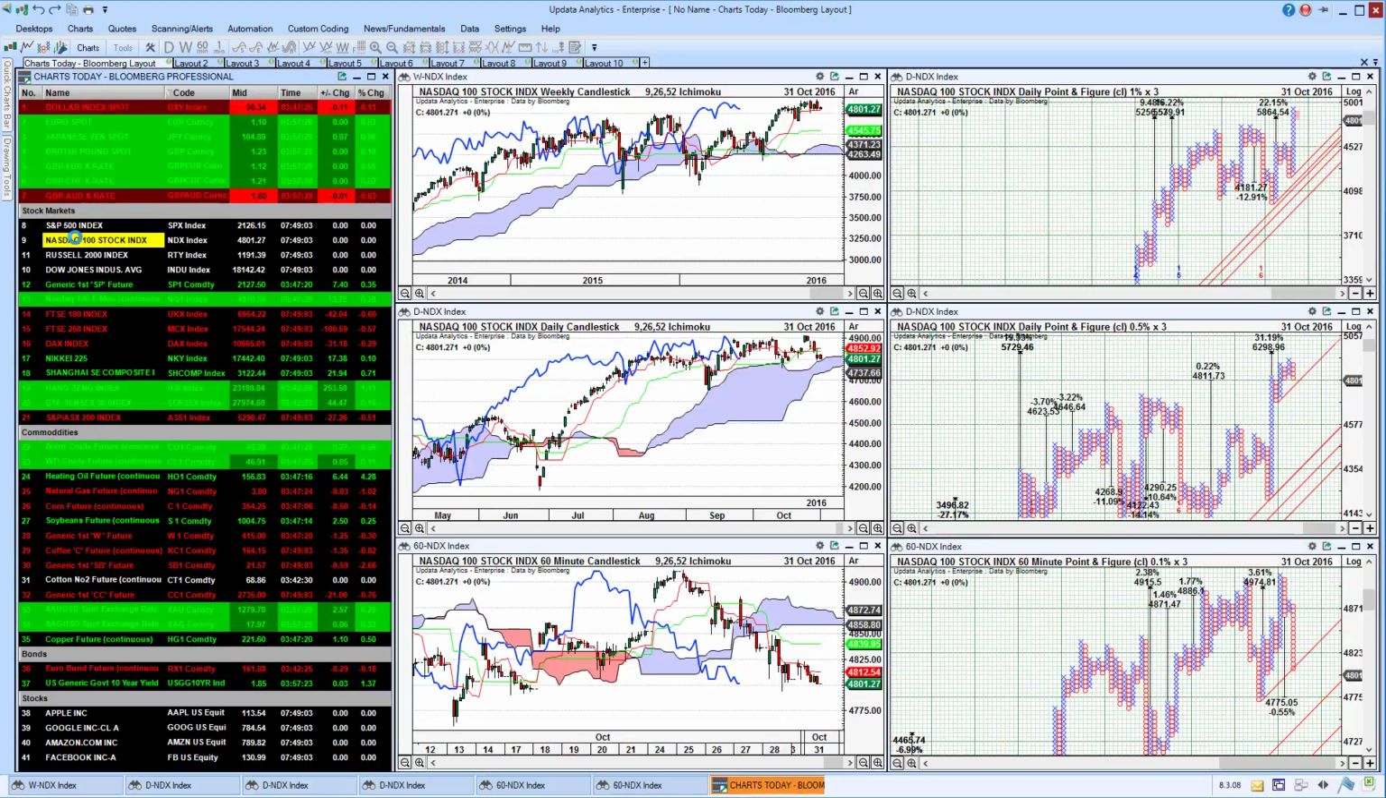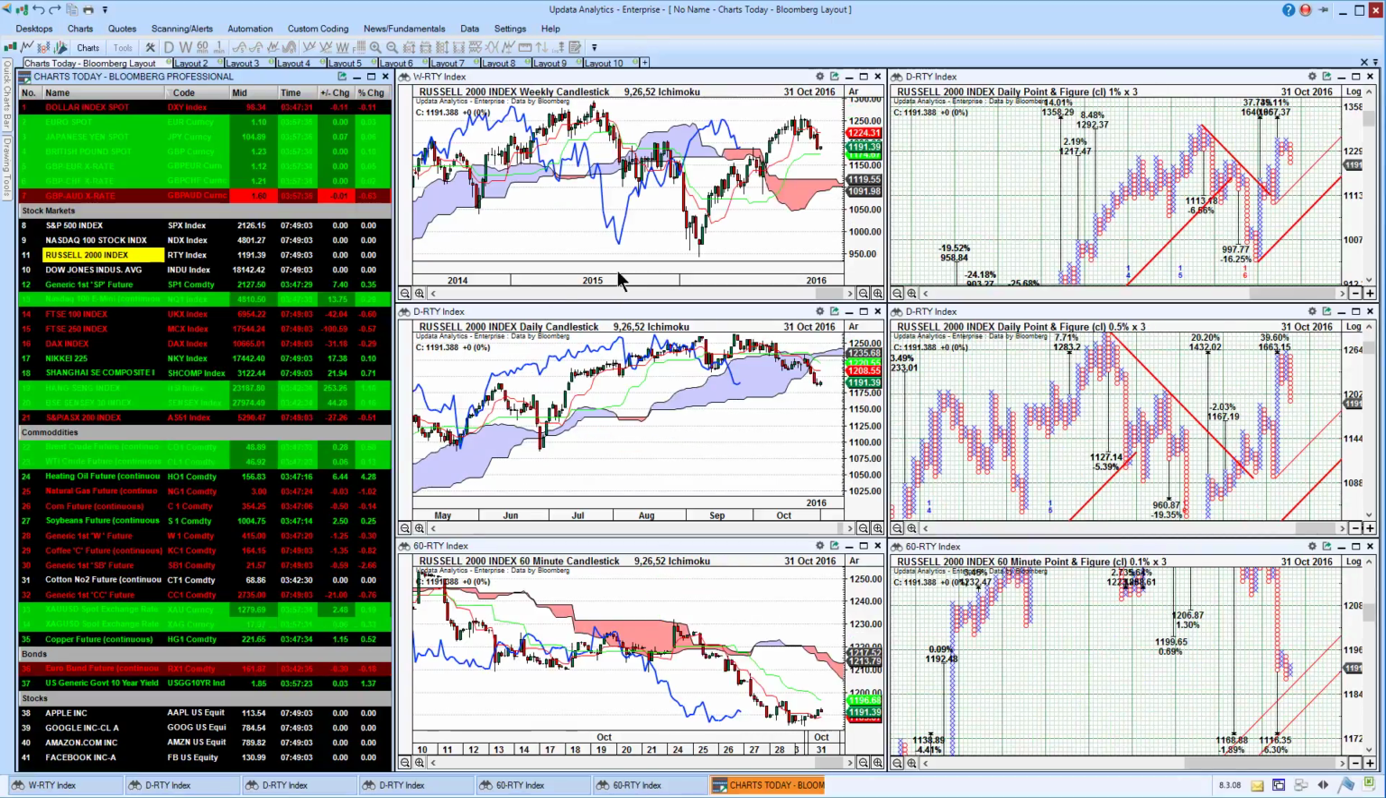If we look at the Nasdaq, much the same picture, only one downside target here, so not so clear. The Russell is probably the more worrying index. Long term, we just haven't managed to make new highs. We're just coming through on the cloud here, and again, we do have downside targets, one as much as 6%. So just need to be aware of that.